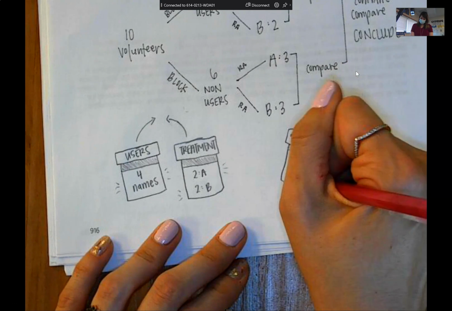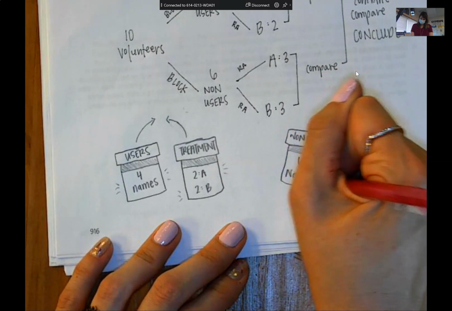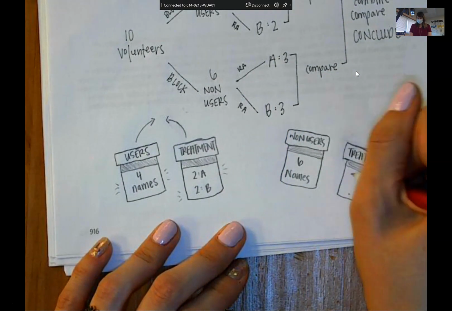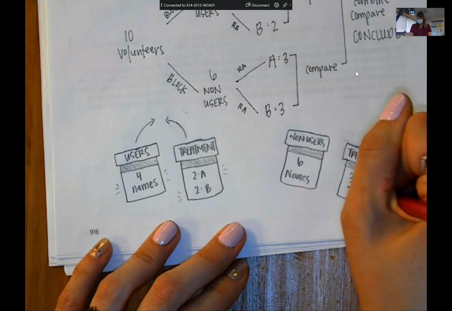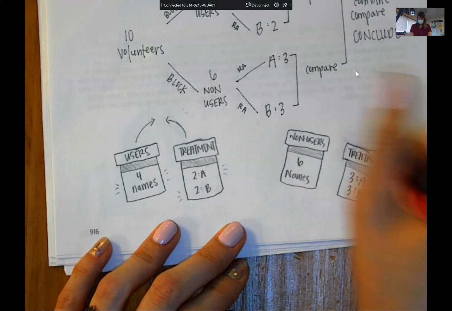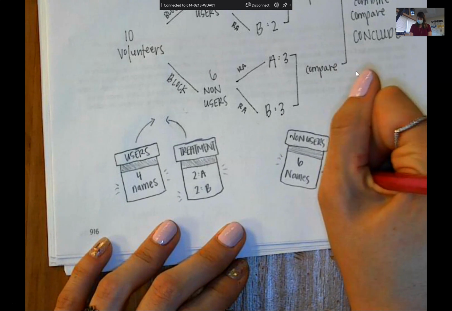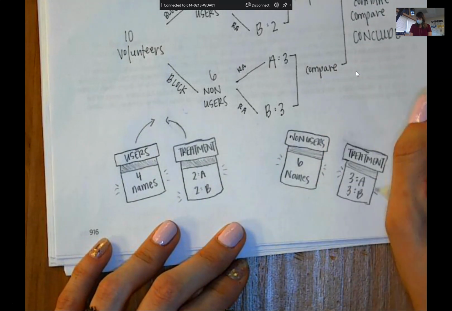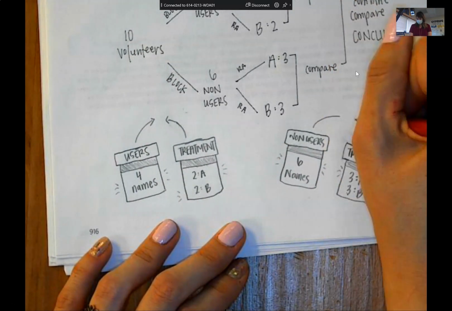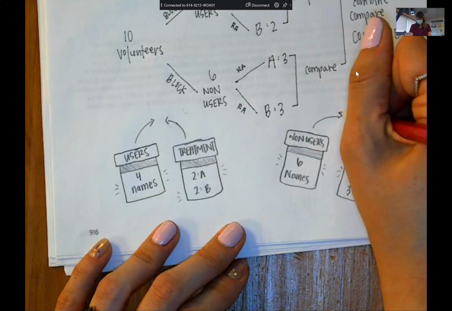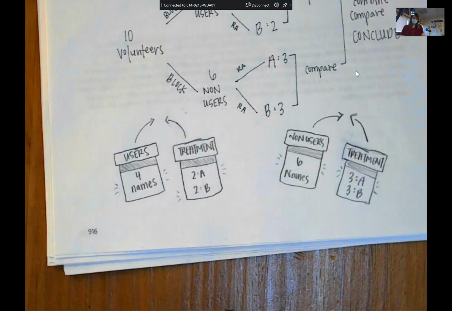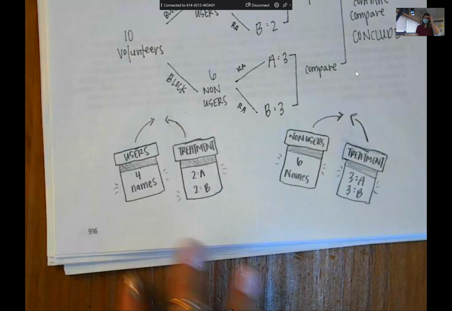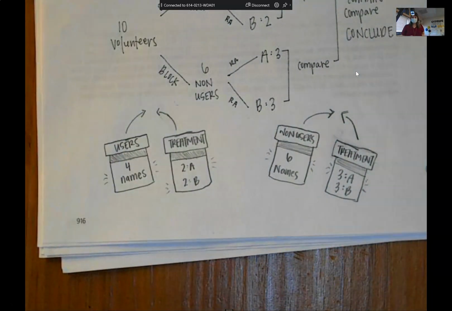So this would be 6 names. 3 for keyboard A, 3 for keyboard B. Shaky, shaky, shake. 1 out of each. So we do that for each group, each block.